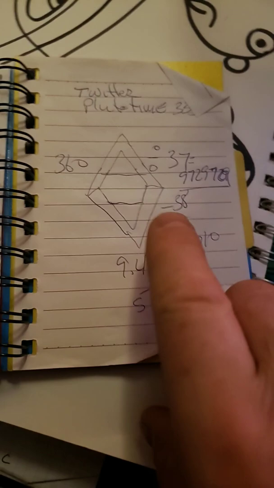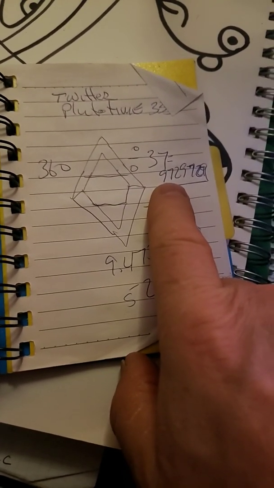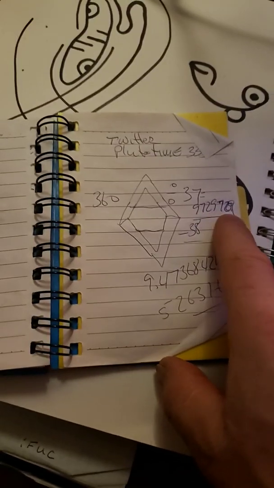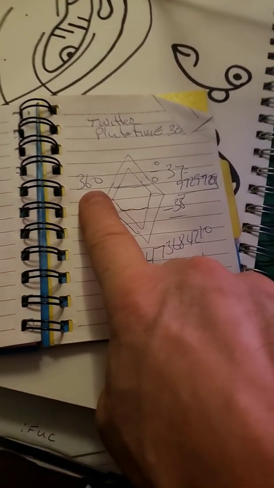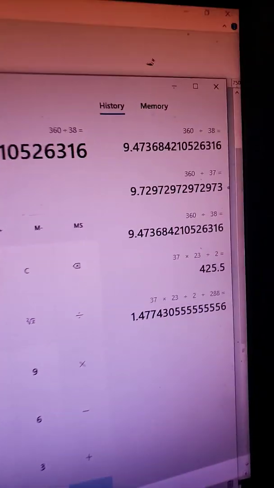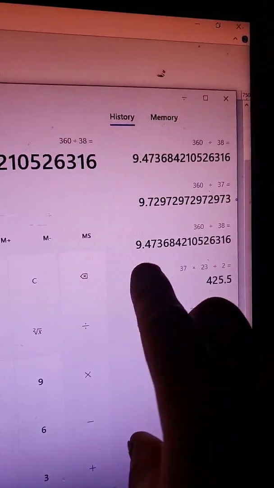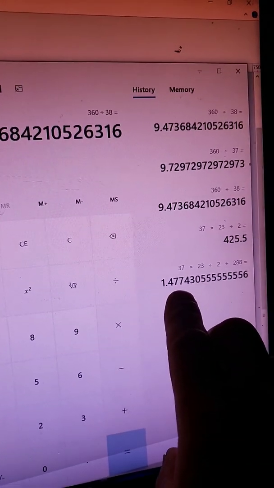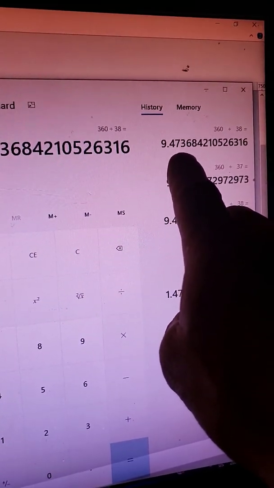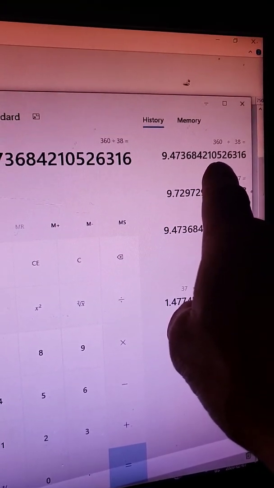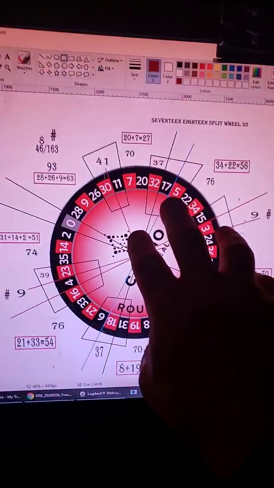Here is the division. If we divide 360 by 37, we get 9.72. When we divide it by 38 numbers, we end up with 9.4736841. The hand of God, I am. I'm not really sure what these numbers are, but I'm going to show you how perfect this is.